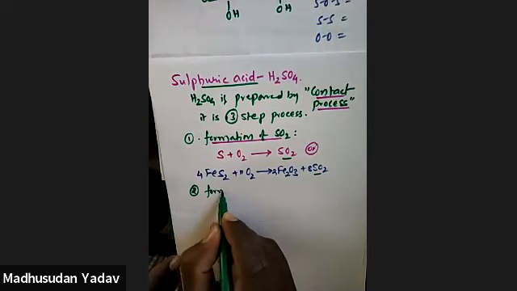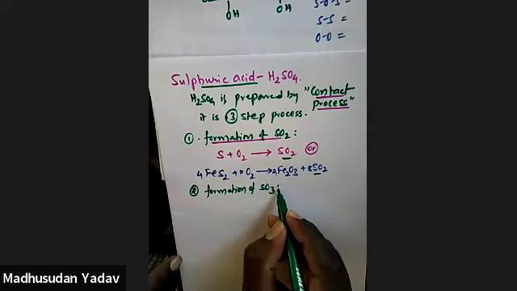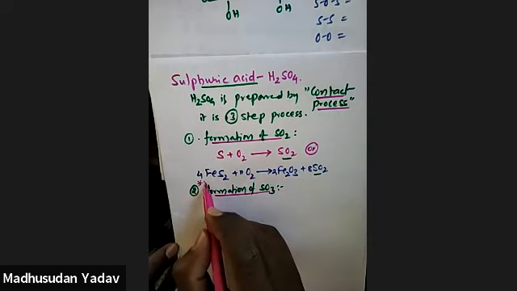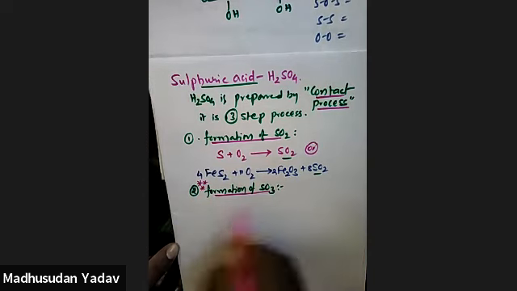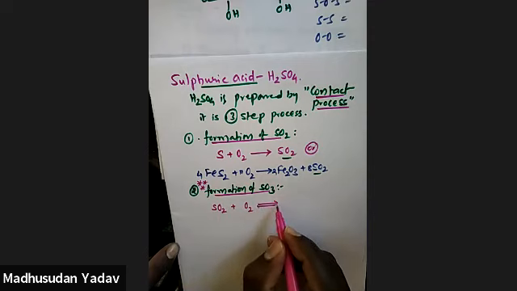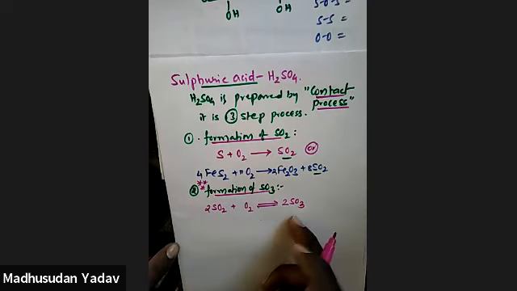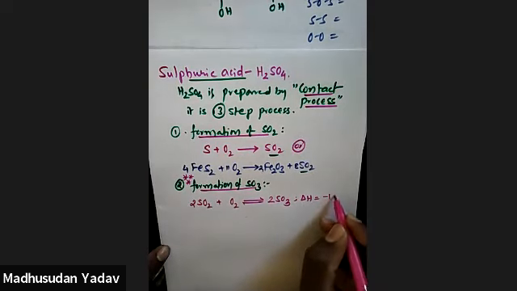Next, second step is formation of sulfur trioxide. And this is a very, very important, crucial step in all the three. Here sulfur trioxide is formed. The first step product is what? Sulfur dioxide. This on further reaction with oxygen, it is an equilibrium process. SO2 plus O2 is converting into 2SO3.